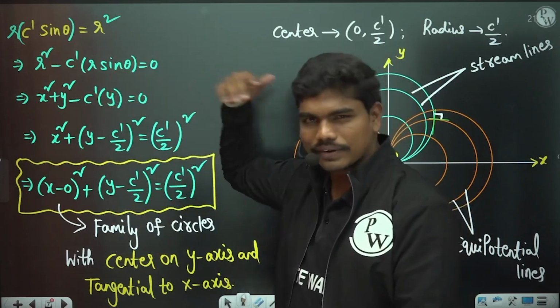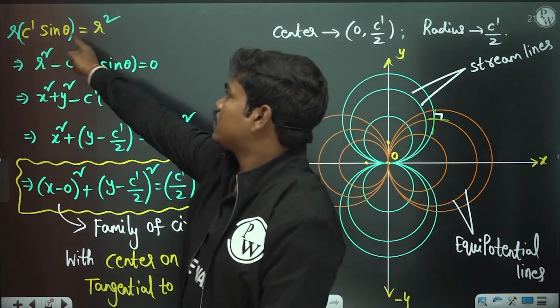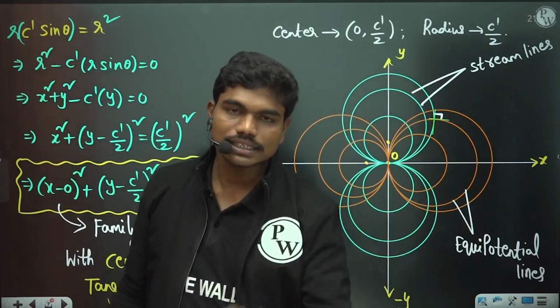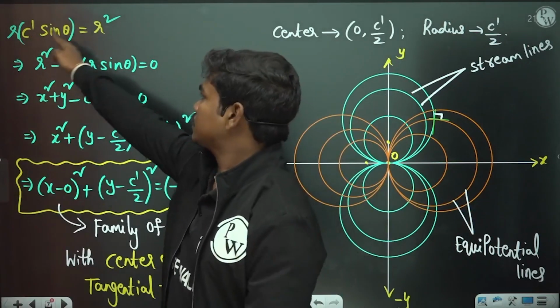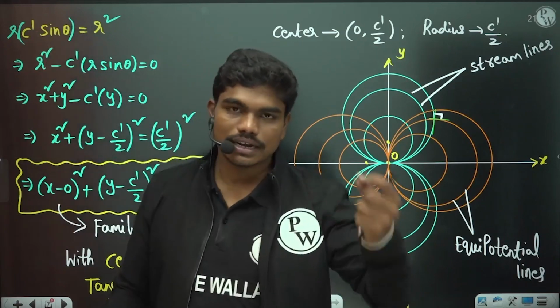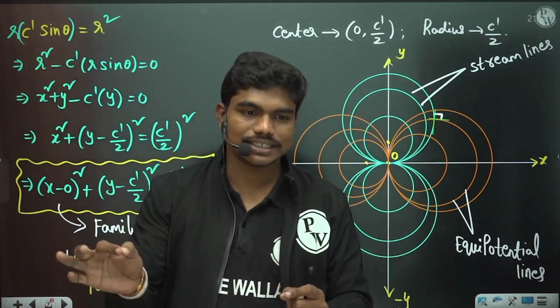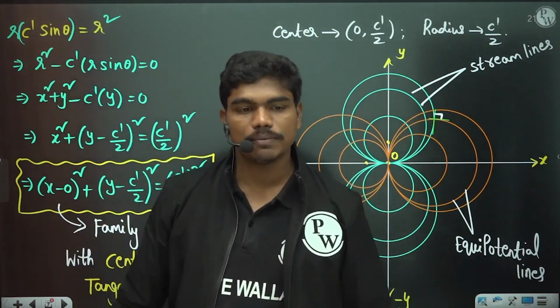So intuitively I know that if r is equal to some constant into sin theta, the circle will have its center on the y axis and the x axis is tangent. If r is equal to some constant into cos theta, then definitely the center will be on the x axis and the y axis is the tangent. Okay, that's how.